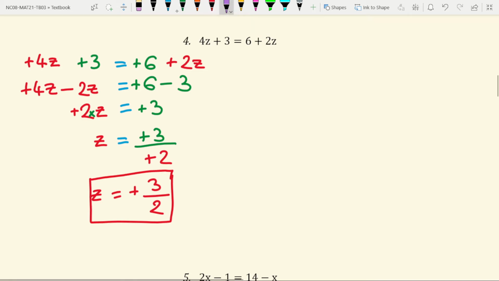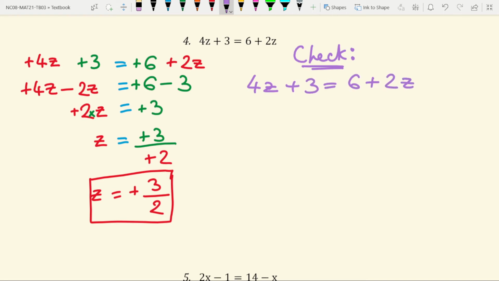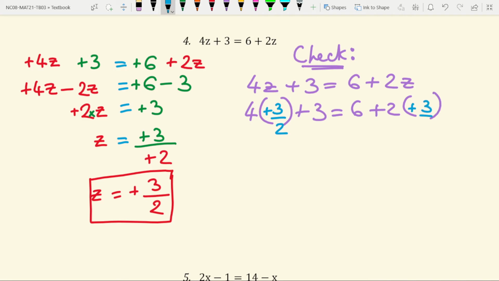Let us check our answer first. Check. To check, we will copy the equation: 4z plus 3 is equal to 6 plus 2z. Instead of writing z, I will put empty brackets: 4 into bracket plus 3 is equal to 6 plus 2 into bracket. Within the brackets, I will write the value of z. The value of z is plus 3 by 2. Here also it is plus 3 by 2.